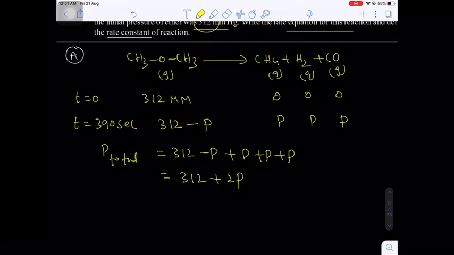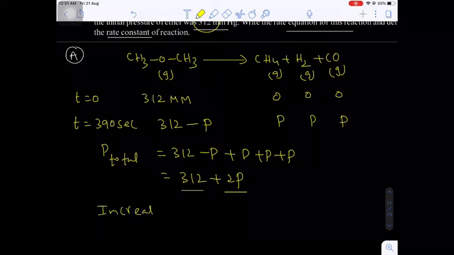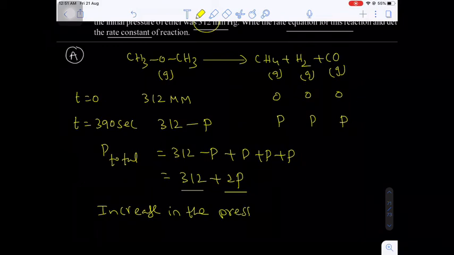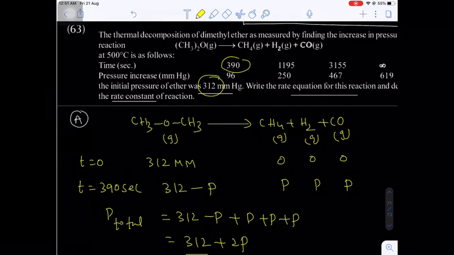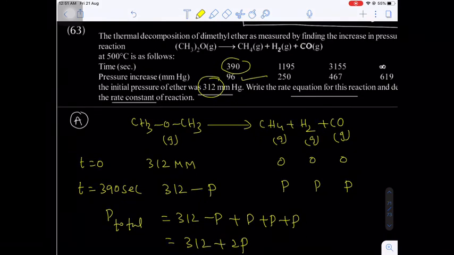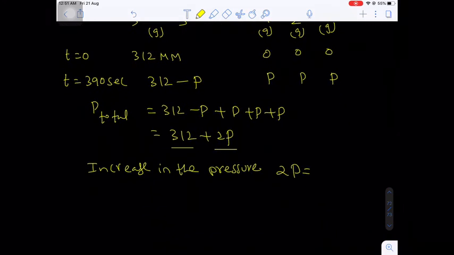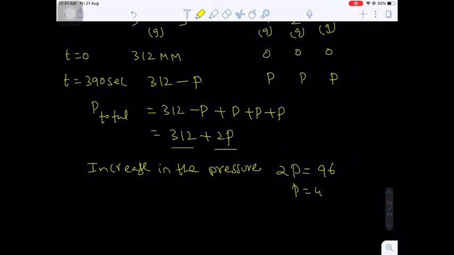Here, how much does the pressure increase? Initial pressure is 312. The increase in the pressure is 2P. How much does the pressure increase after 390 seconds? 2P. But in the data, the increase in the pressure after 390 seconds is 96. So 96 mm increase is equal to 2P. From here, the P value will be 48 mm. Are you getting my point?